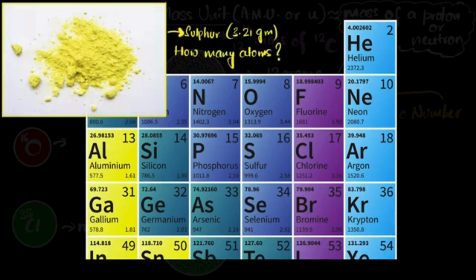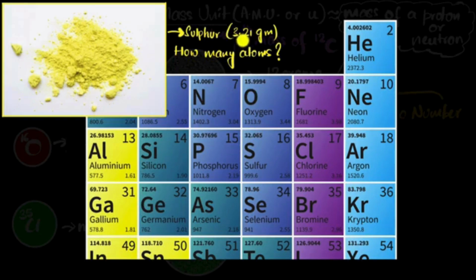We asked ourselves, if you have 3.21 grams of sulfur, how many atoms are there? Why don't you pause the video and see if you can now answer this question yourself. If I take 1 mole of sulfur, if I take Avogadro's number of sulfur atoms, it will have a mass of roughly 32.1 grams. So 32.1 grams represents 1 mole of sulfur. But how much sulfur do I have? I have not 32.1, I have 3.21 grams, which is just 1/10 of a mole.